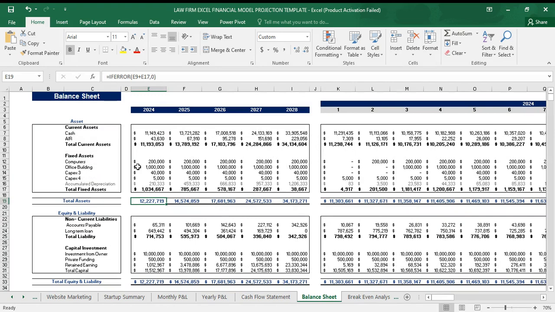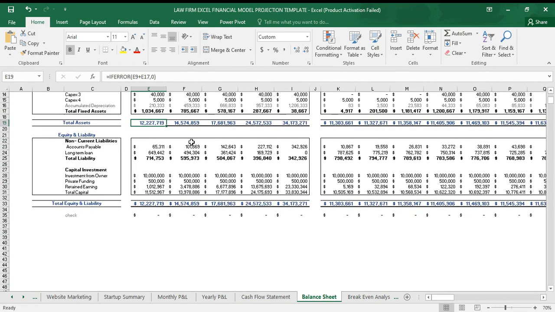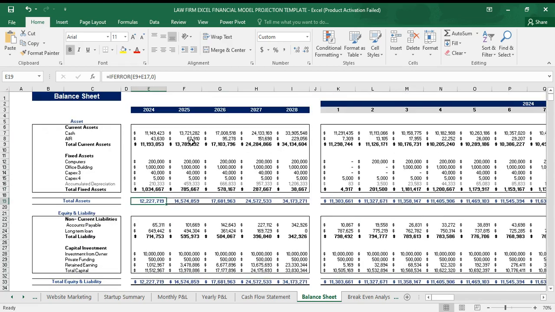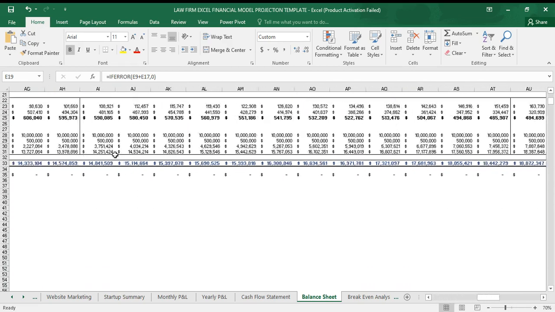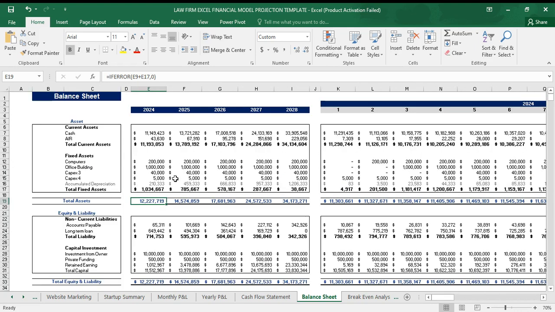Next is the balance sheet. Here we have calculated the total assets and total liabilities and equity of the business both annually and monthly, and you can see that the balance sheet is balanced for each period.